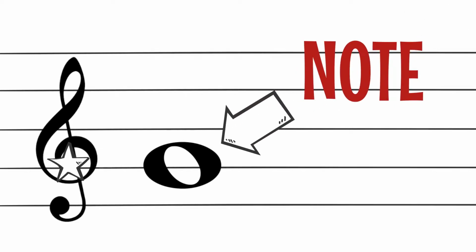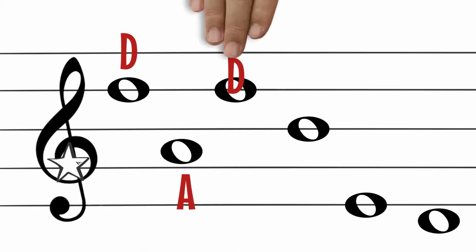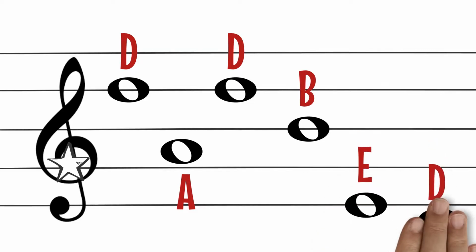Using the reference point and mnemonic devices, we are able to identify the names of the notes in a musical passage, like you see here. These notes are D, A, D, B, E, D.